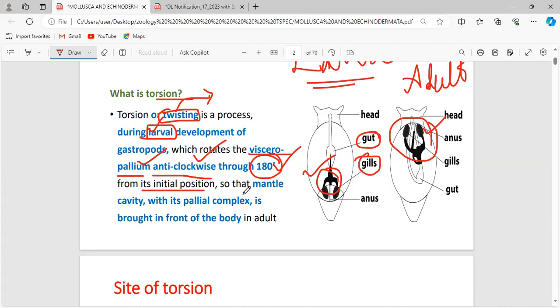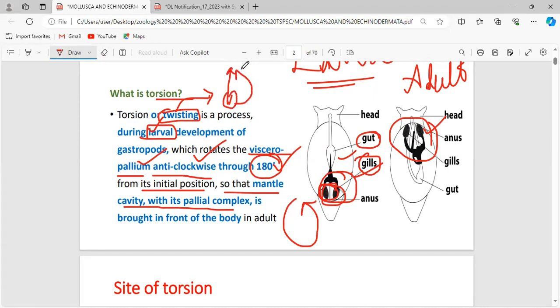Initially, the mantle cavity with its pallial complex, that is the gills, gut and all these things, is present in the posterior region. It will be going anteriorly. Initially it is here, this is the exact location, and it moves in an anti-clockwise direction through 180 degrees. So all the important structures present in the posterior end will be shifted towards the anterior end. Clear? All these things will be brought in front of the body in the adult.